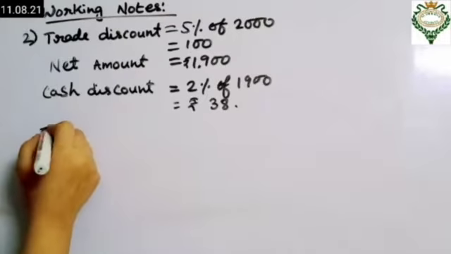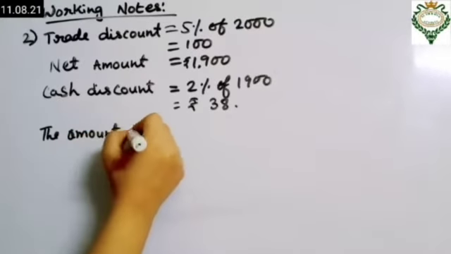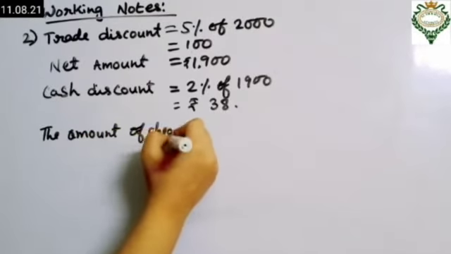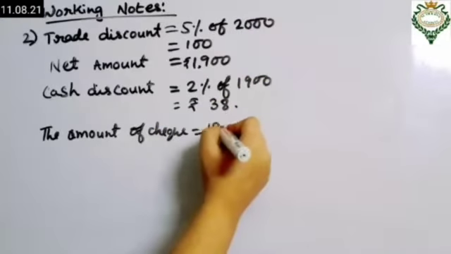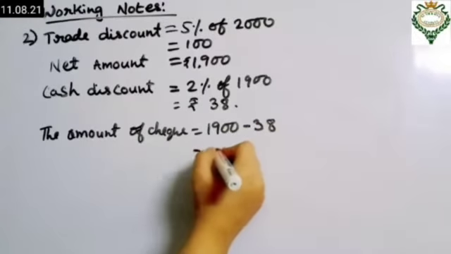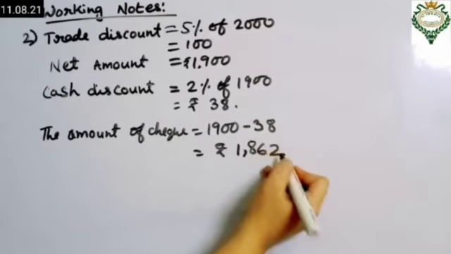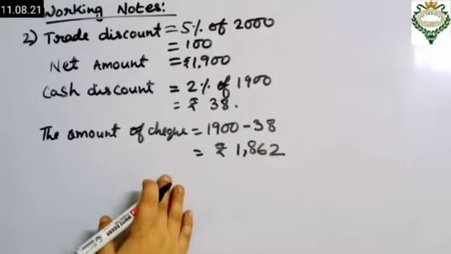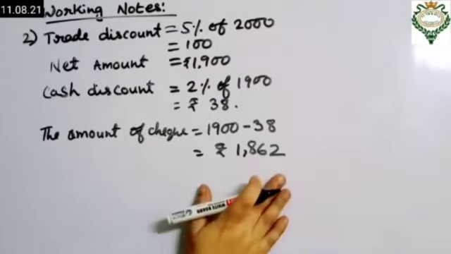And the amount of check will be 1900 minus 38. We will get rupees 1862. So this amount we have to pay to Shashi for the goods purchased.